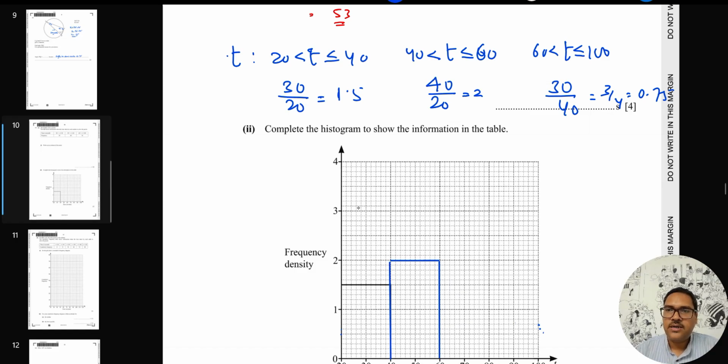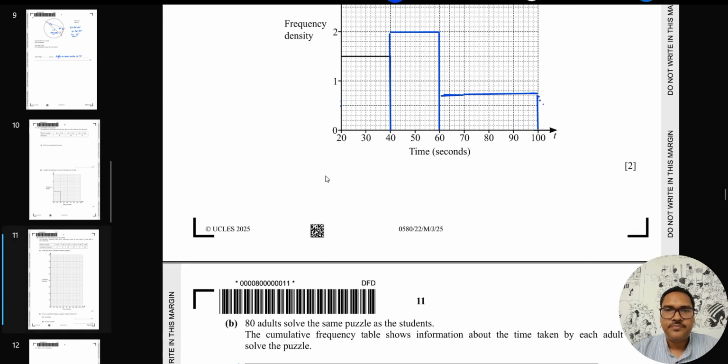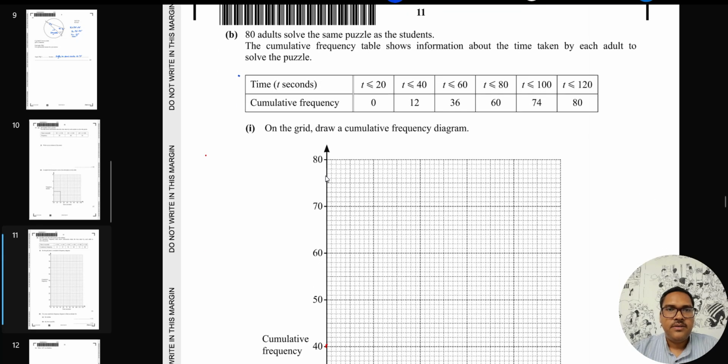And from 60 to 100, the height is 0.75. Frequency density is 0.75. You can see this is 0.5, 0.6, 0.7, so this is roughly here. This is the height 0.75, which I can draw like this. Okay, so I hope this is clear. This is the histogram which you have to draw.